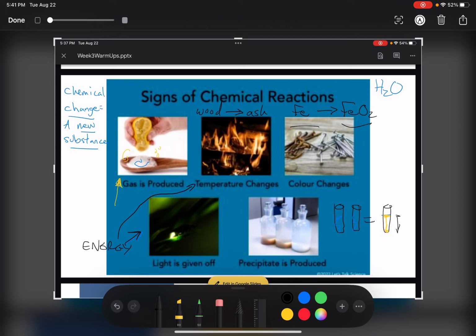I want to reiterate this and make sure that I've explained it very thoroughly: a chemical reaction is always a chemical change. A chemical change is any change that causes a new substance to form, something new, something different, and that is always going to require a chemical reaction.